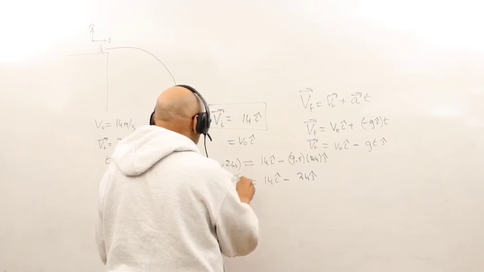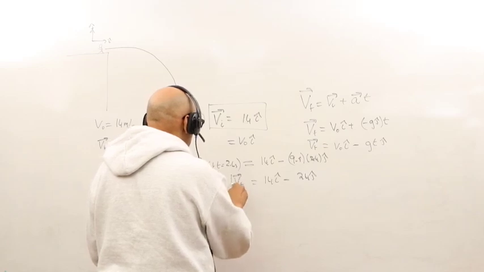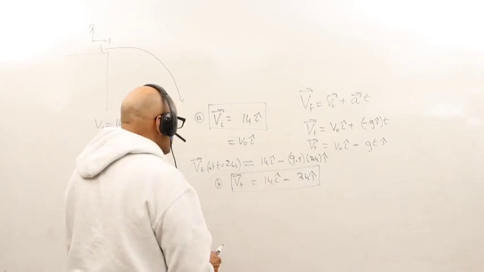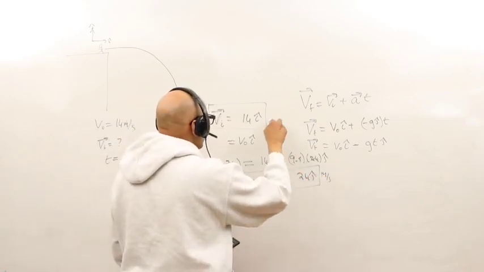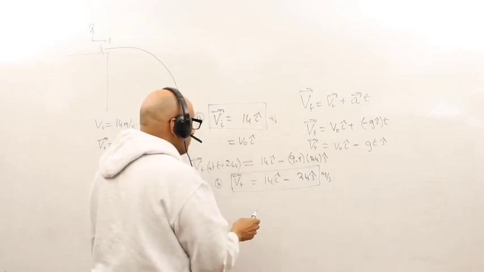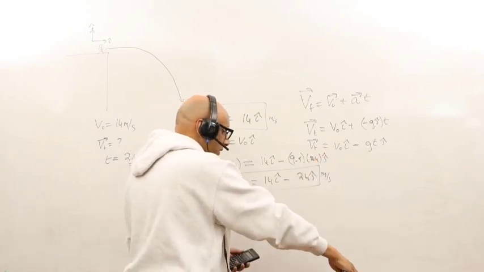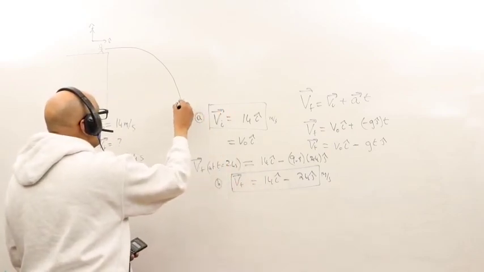So the final velocity just before it hits is part B. So it's traveling 14 meters per second. I just forgot to put the units in, so this is meters per second units. 14 meters per second this way and 24 meters per second down, so it's roughly going down like this, just before it impacts the ground.